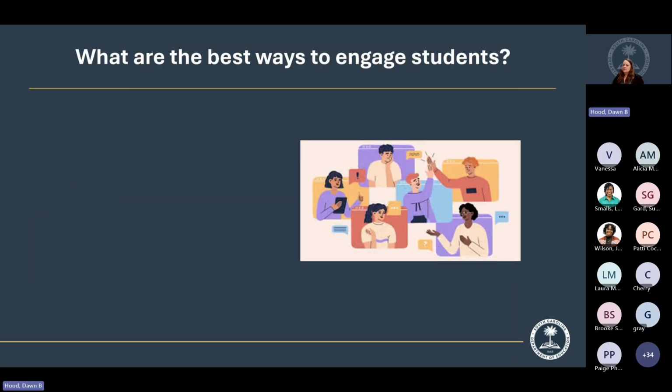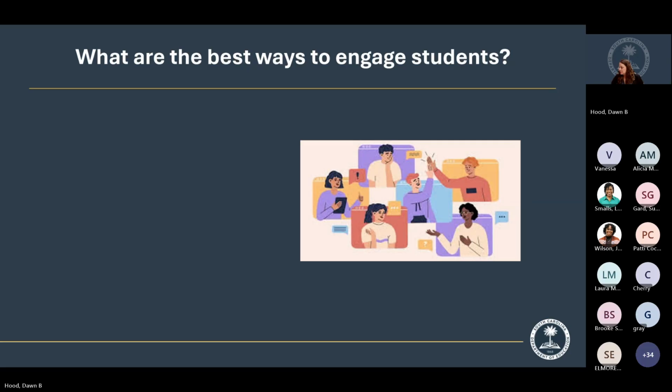Next up, let's talk about some of the best ways to engage students. You can come off chat, come off mute, or put it in the chat. What are the best ways to engage students in the classroom? To have students complete hands-on activities. When they're able to touch and feel it, it requires them to almost use all their senses to be able to interpret and understand math.